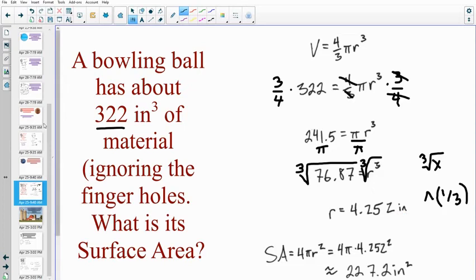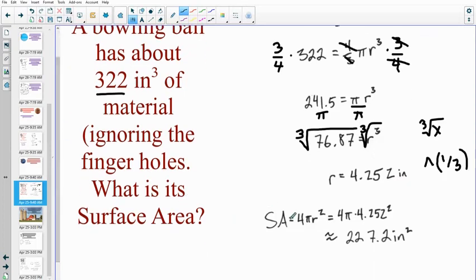And then finally, we're in the clear because I've got a formula. The surface area is 4 pi r squared. I just found out that the radius was 4.25, so I plugged that in place of the radius. And when I plug this in my calculator, I got about 227.2 square inches for the surface area.